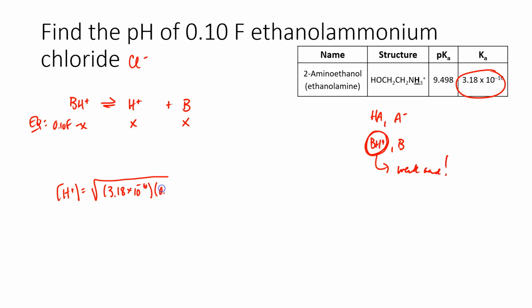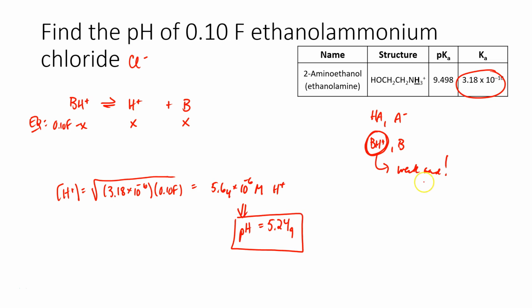The formal concentration is 0.10 formal. And let's see what the arithmetic gives us. I'm getting 5.64 times 10 to the negative 6 molar for H plus. And let's make sure that that's less than 1% of 0.1 formal. Oh yeah, it is. So just take the negative log of that number and you'll get a pH of 5.249. So we thought we had a weak acid, we got an acidic pH. Things are making sense. Let's try another one.